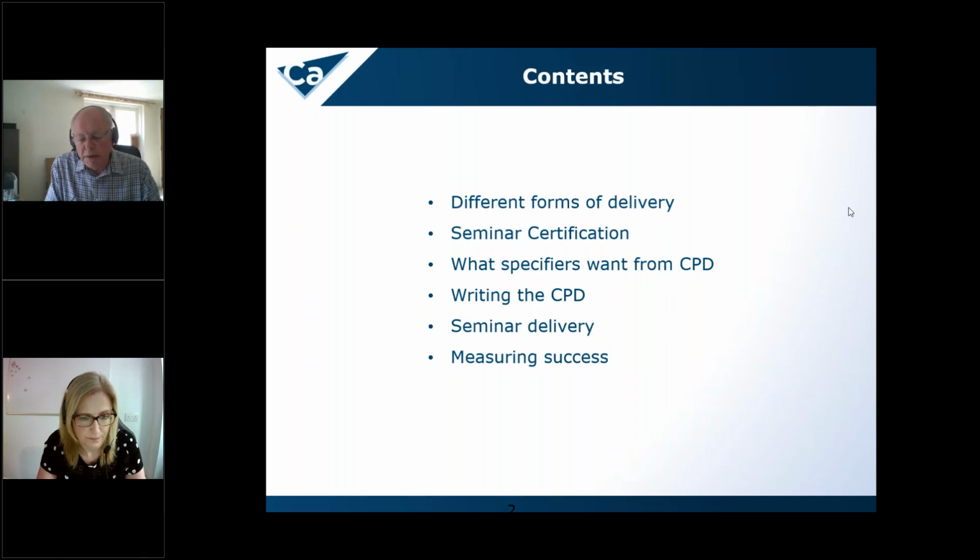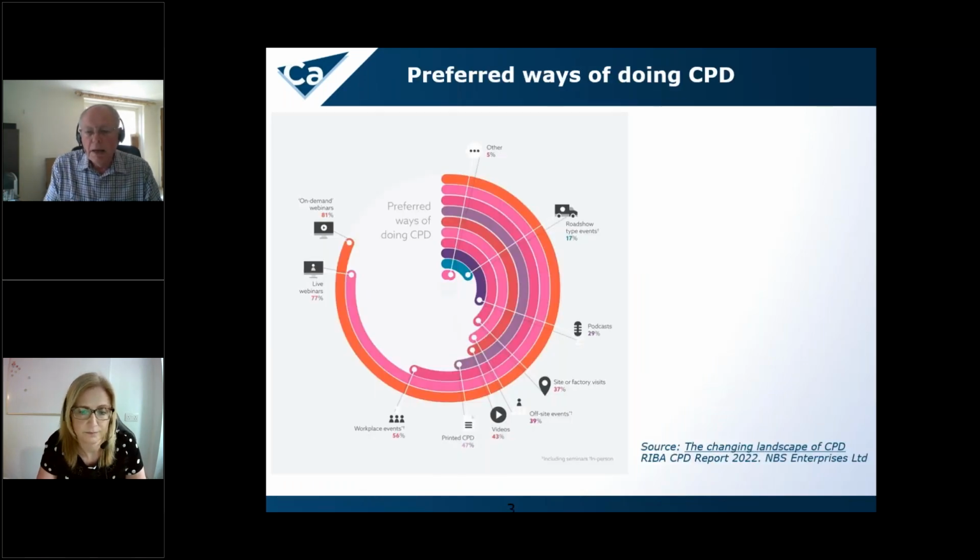So in terms of the different forms of delivery and what's most important, I think it's quite interesting to look at a piece of work that was done by the NBS on behalf of REBA CPD, which looks at some of the different forms of delivery of CPD. And you can see here, they're showing that on-demand webinars, 81% of people like to use those. Live webinars, 77% say they use those. Workplace events, 56%. Then we come to printed CPD, videos, off-site events, site or factory visits, podcasts, road shows, a whole host of different things.